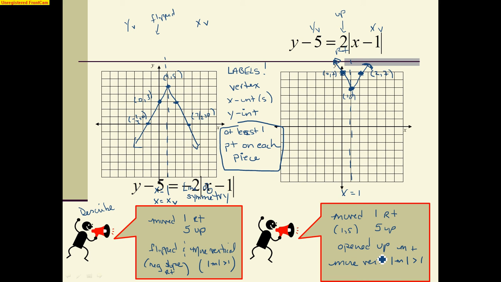Okay? So your homework is just like this, where for each one you have to graph, you have to label, you have to find intercepts. If there are any x-intercepts, you have to find 2. Sometimes an absolute value only has 1 x-intercept, but remember you must at least, besides the vertex, have 1 point on each piece. You'll always have a y-intercept. You always have a vertex, you always have a y-intercept. You might have 2 x-intercepts, you might have 1 x-intercept, but if you have no x-intercepts, get me at least 1 point on each piece of your graph.